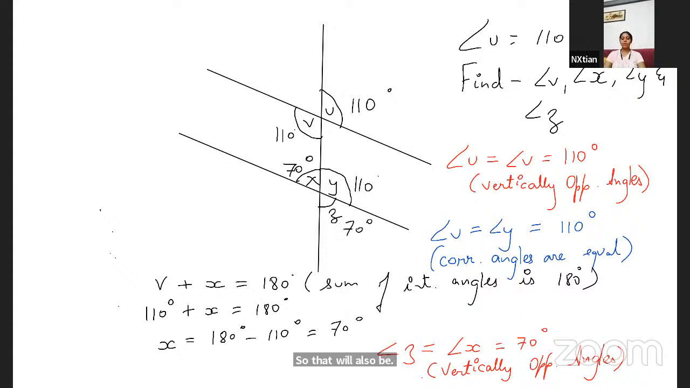So this is how we will calculate the measurement of the angle. We can see if it's corresponding, if it's forming vertically opposite, or if they are interior angles. So we subtract the other one from 180. We will see if they are alternate angles or any other types of angles, and we can find the measure like this. So we stop here. That's all for the math class today.